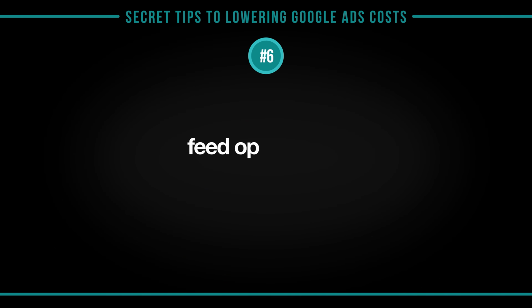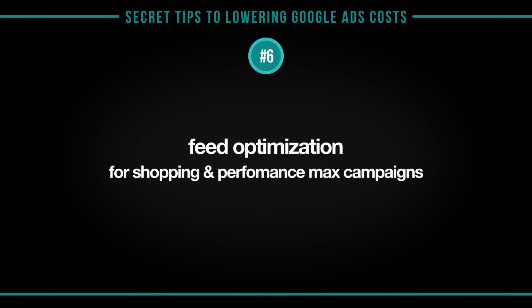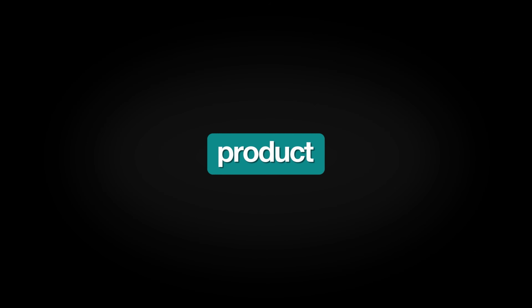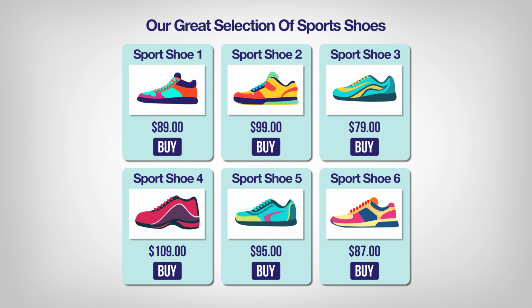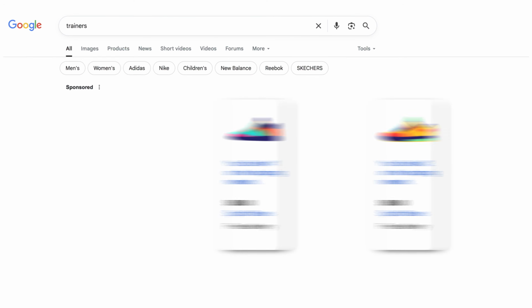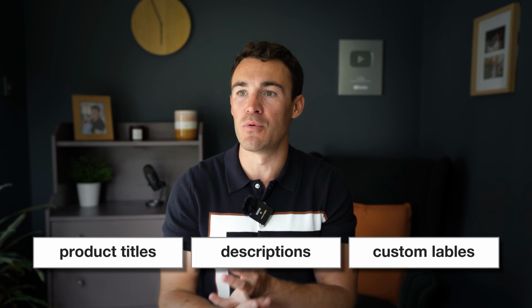Okay, number 6 is feed optimization for shopping and performance max campaigns. So most advertisers don't really give any thought to their product feed health. So they set up their products in their store. They obviously are able to create a catalog out of that you can then run as part of your Google ad campaigns. And they don't really give their product titles, descriptions, custom labels much thought.